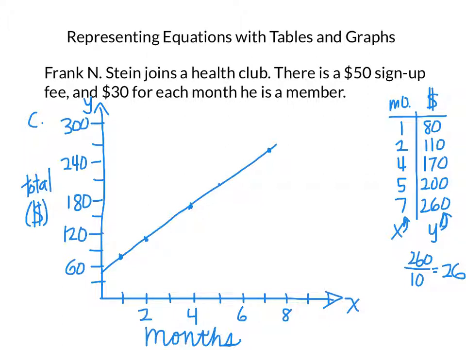And defining our variables is really easy because we've already graphed it. We know that the x is the number of months, and the y is the total cost.